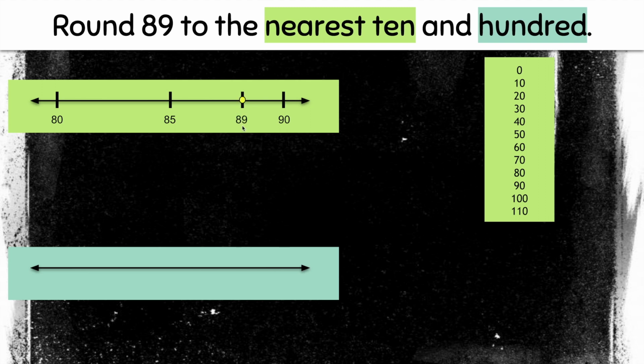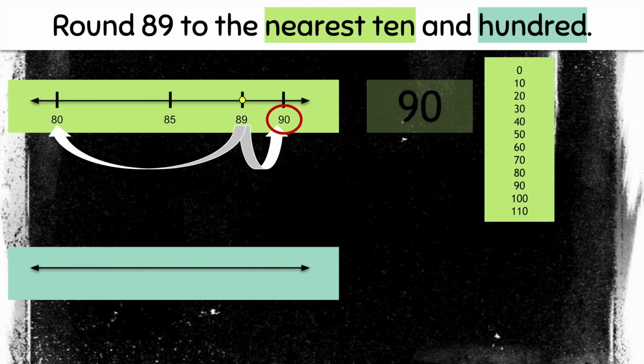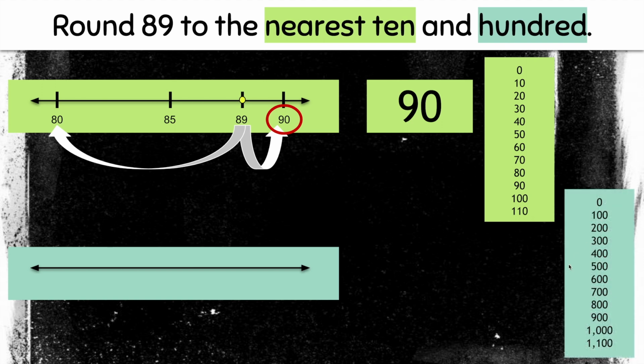Now, let's think. Is 89 closer to 90 or closer to 80? We notice that 89 is closer to 90, so 89 rounds to 90. Now let's round to the nearest 100. Here we have hundreds. Let's think. 89. 89 falls between which hundreds? 89 falls between 0 and 100.